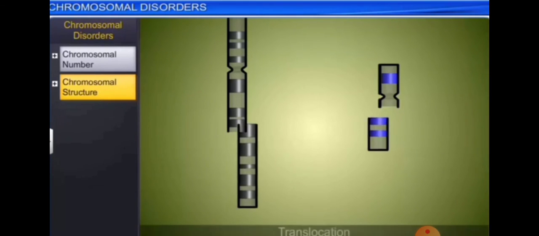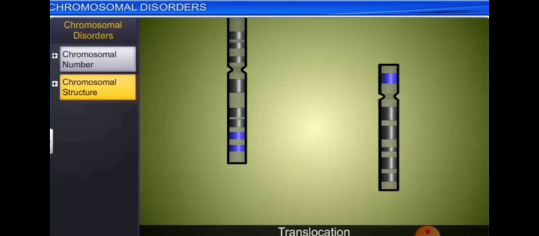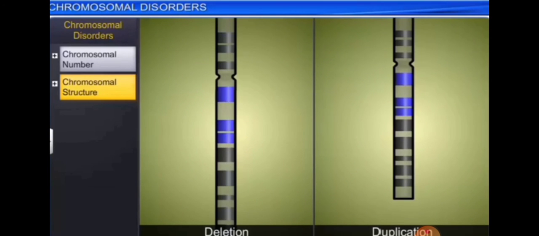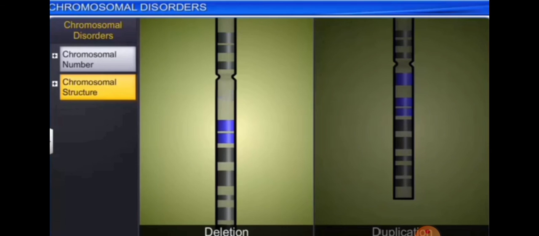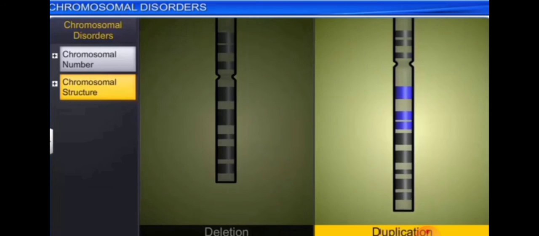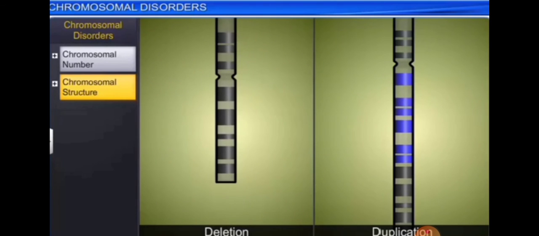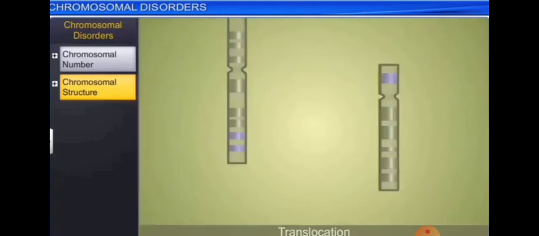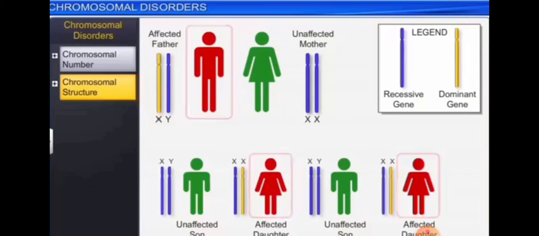Just like changes in chromosomal number, any change in the chromosomal structure or arrangement of genes can also lead to chromosomal disorders. Changes in chromosomal structure can take several forms. Some of these changes include a portion of a chromosome getting deleted or duplicated, meaning multiplied or copied, or being transferred to another chromosome, like getting exchanged.